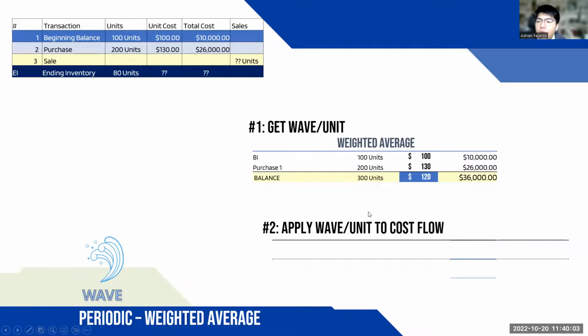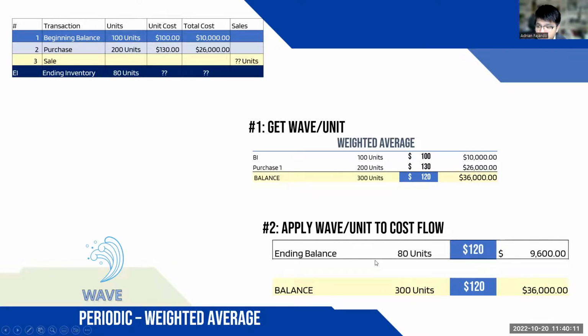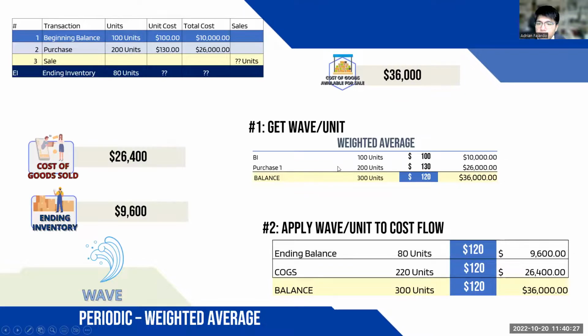Step 2, apply wave unit to cost flow. Meaning, alam natin that the balance is 300 units. So ang total COGAS natin is 36,000. Our ending balance is 80 units because it was given in the problem. So we just multiply the wave unit cost of 120 to get 9,600. And then yung COGS natin, we know that we sold 220 units. So we multiply 120 to get 26,400.